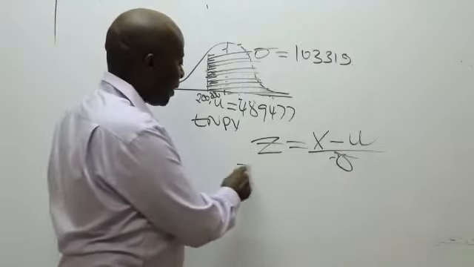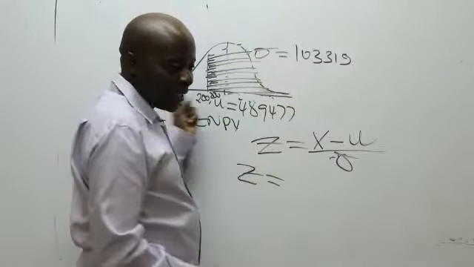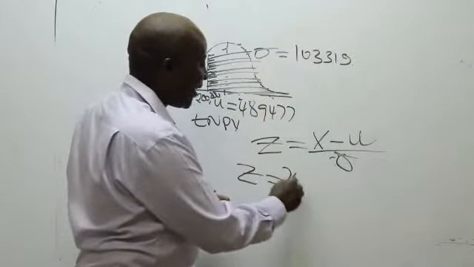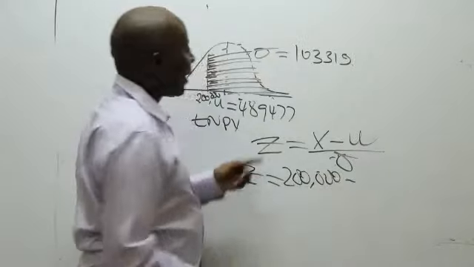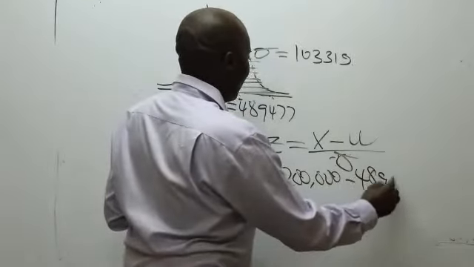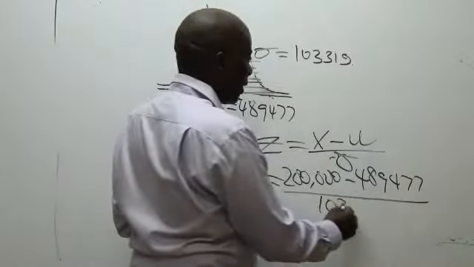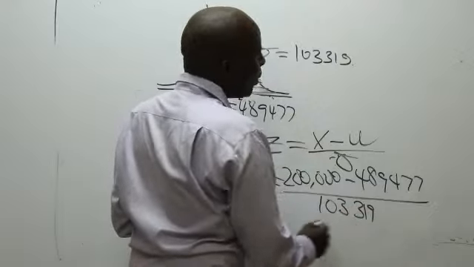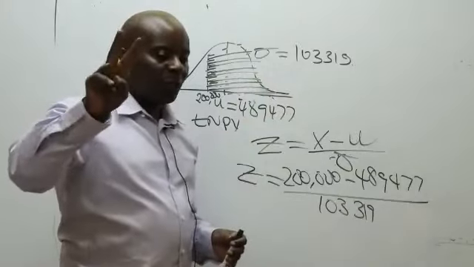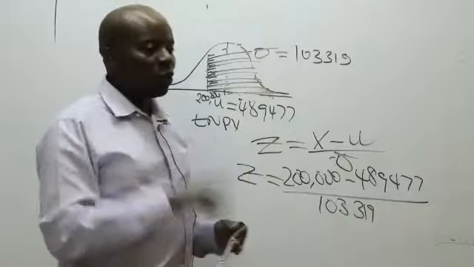So in this case here, my Z will be equal to, from your understanding, what will be the value of X here? 200,000 minus the mean. The mean is here, 489, 477 divided by the standard deviation, which is 103, 319. Could you kindly do me a favor? Kindly give me this Z in 2 decimal places.